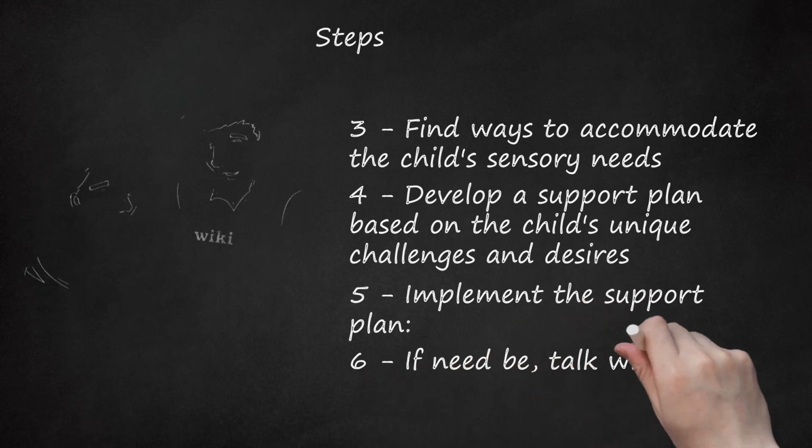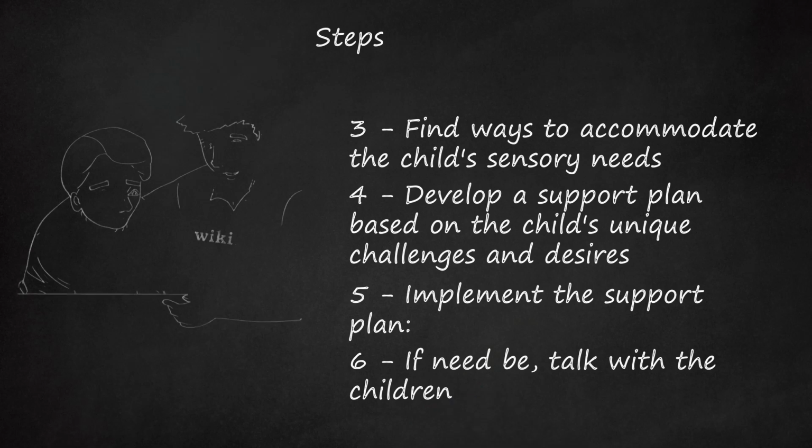6. If need be, talk with the children. Depending on how severe various symptoms are, the autistic child's challenges may be very obvious. Some may be curious, and some may be mean to the child. Teach the children about autism using a tone of acceptance and respect. You may want to discuss how to politely invite people to play with them. That everyone is different in their own ways, and that's okay.